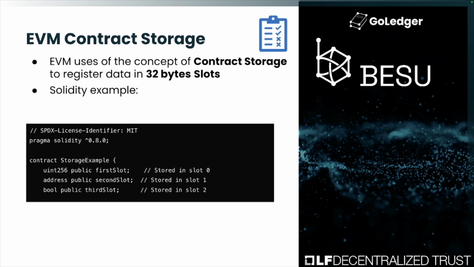Simple data types like integers and addresses are stored directly in a single 32-byte slot, ensuring efficient use of storage space. However, when it comes to more complex data types like arrays, mappings, or structs, Ethereum employs dynamic storage mechanisms to allocate space across multiple slots. In this Solidity example shown here on the screen, the first slot stores an integer, the second slot holds an address, and the third slot contains a boolean. This is a powerful scheme that allows Ethereum smart contracts to securely handle a wide range of data structures.